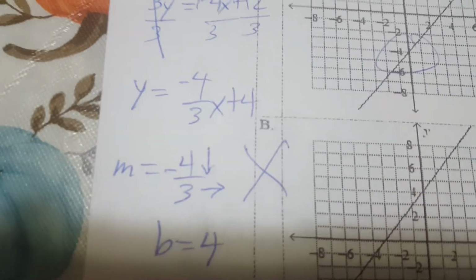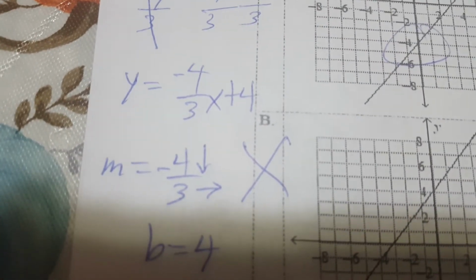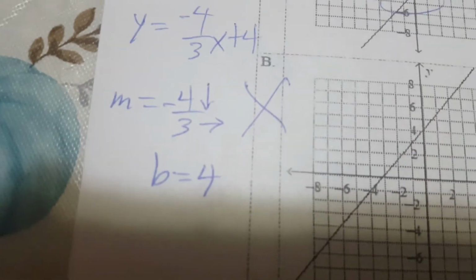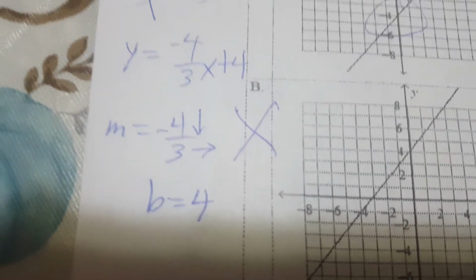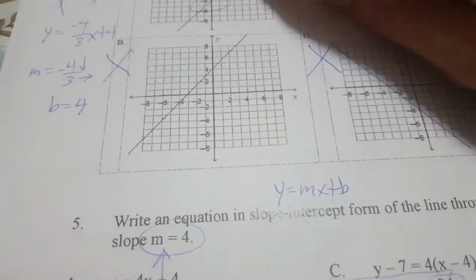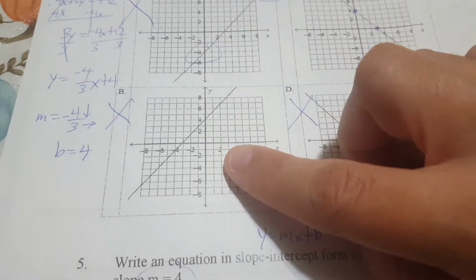So I know that I'm looking for a slope of -4 over 3. Meaning that from point to point, I'm going 4 down and 3 to the right. My starting point, my beginning point, is 4. So, looking at these choices here, I'm looking for where this hits the y-axis at 4. And A does not hit the y-axis at 4, so that's out. B does.